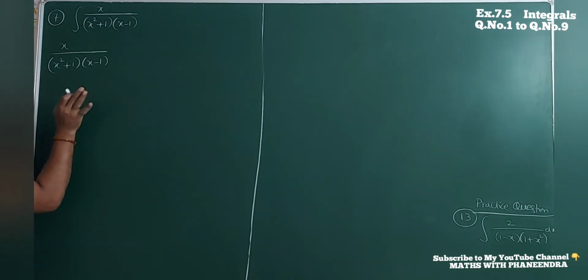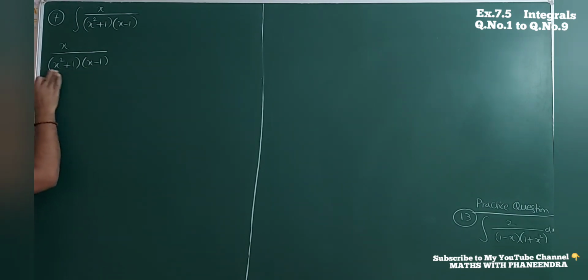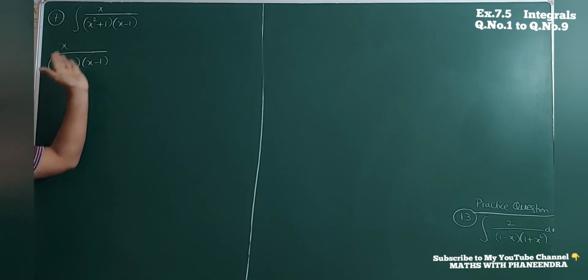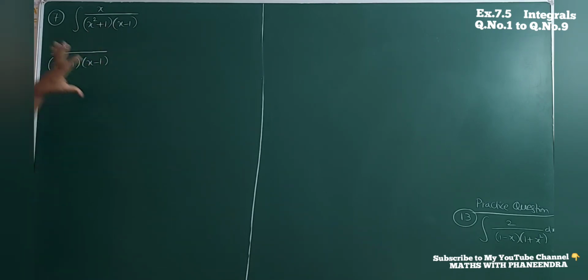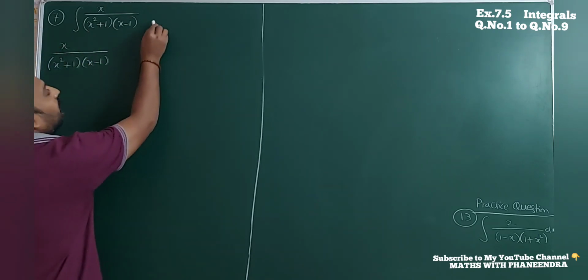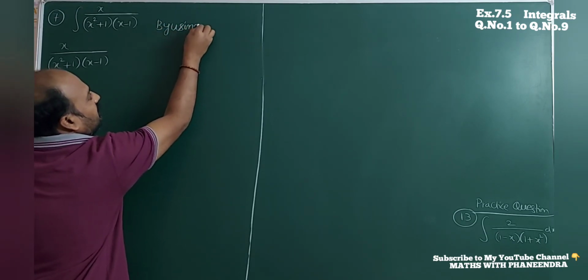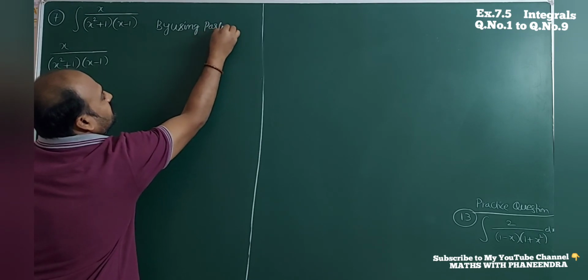And observe carefully, in the denominator we have x square plus 1, a quadratic factor which is irreducible. We cannot reduce it into factors. X minus 1 is a linear factor. So, x square plus 1 is there, no? So, how to resolve the given function into partial fractions? By using partial fractions.